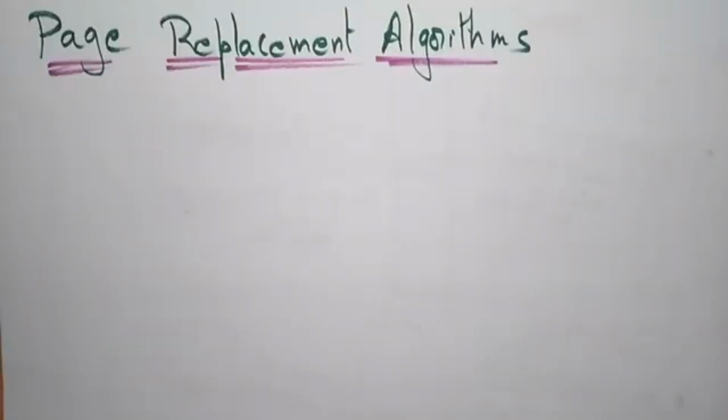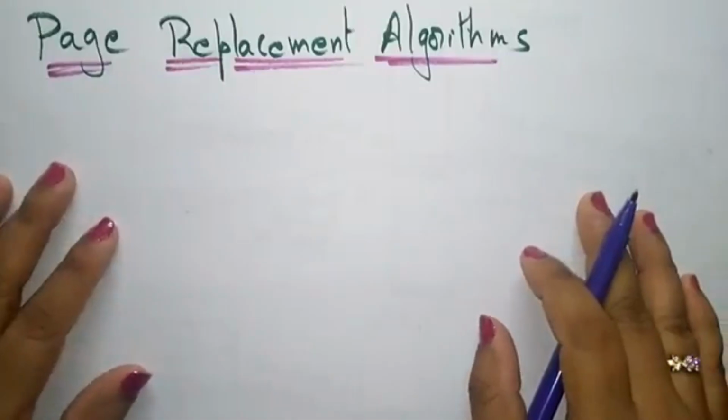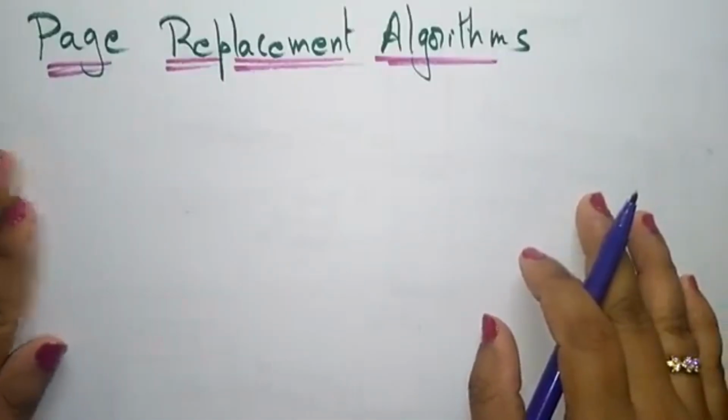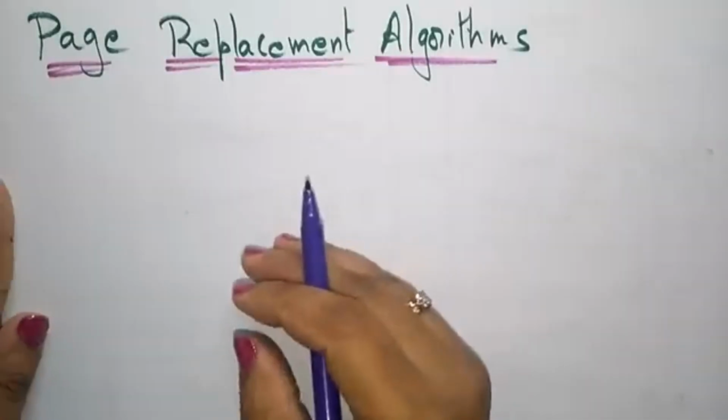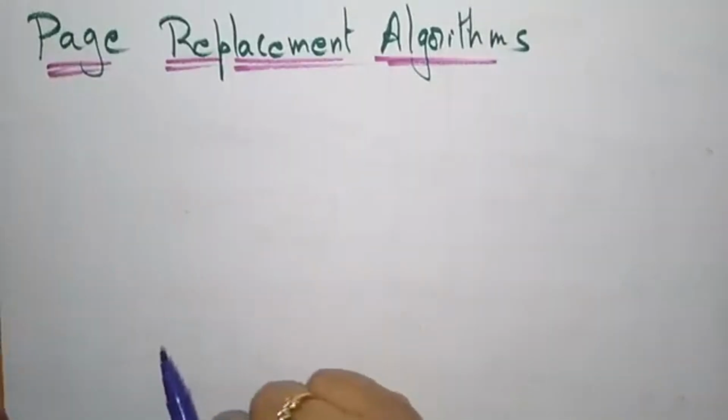So the page replacement algorithms are used to decide which frame has to be replaced, and which replacement algorithm shows the lowest page fault rates. That will be decided with the help of these page replacement algorithms. Actually, a page replacement algorithm decides which memory page will be swapped out when a page of memory needs to be allocated.